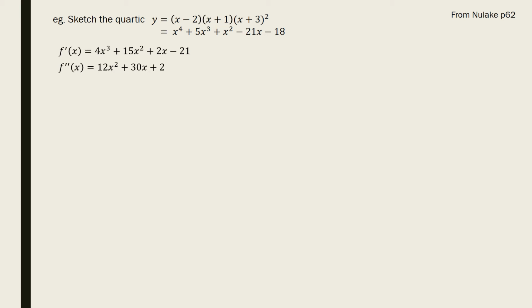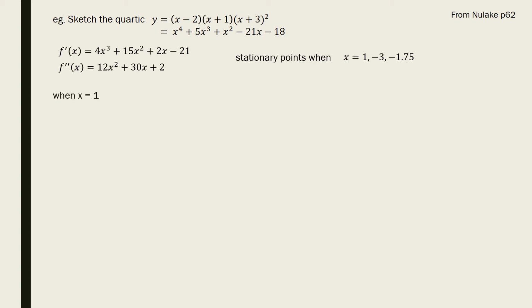Why f double dash of x is important is that we can use it to prove whether our stationary points are maximums and minimums, and we can also find any points of inflection. Stationary points are when x equals 1, negative 3 and negative 1.75.